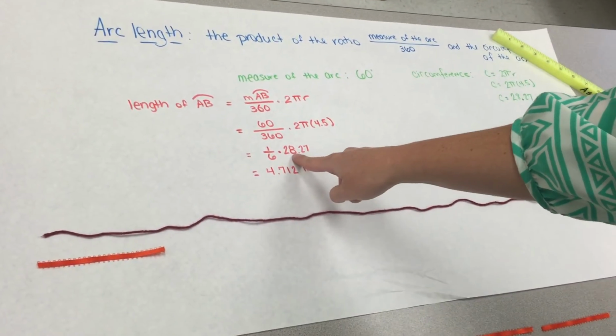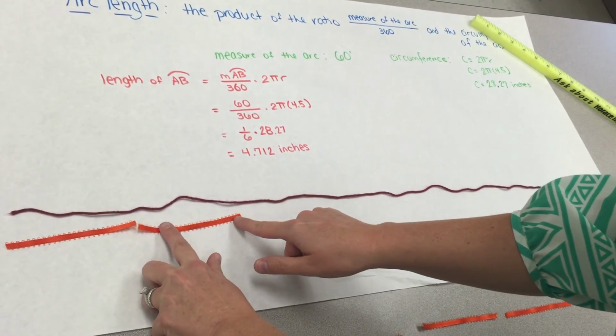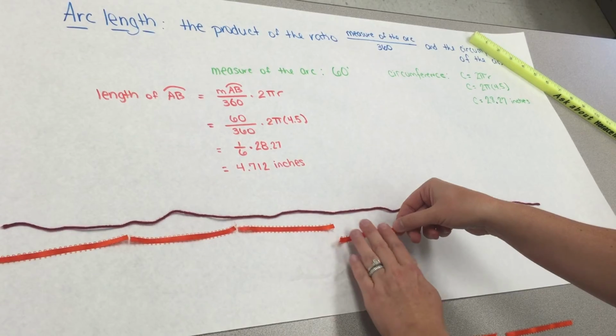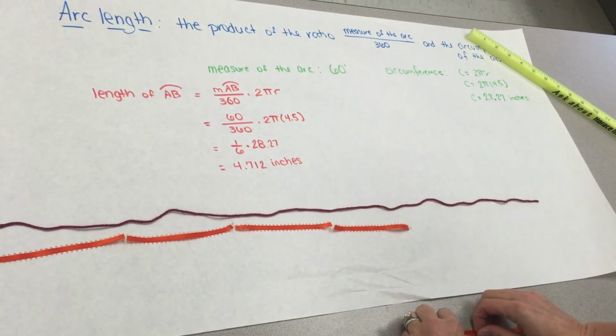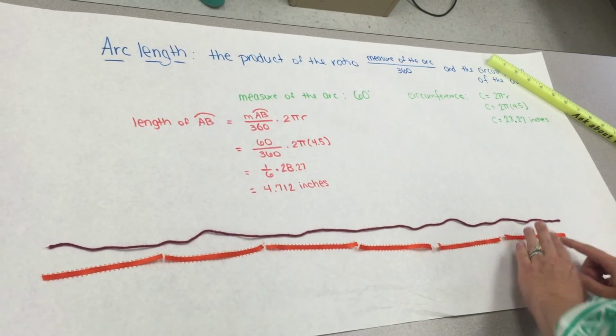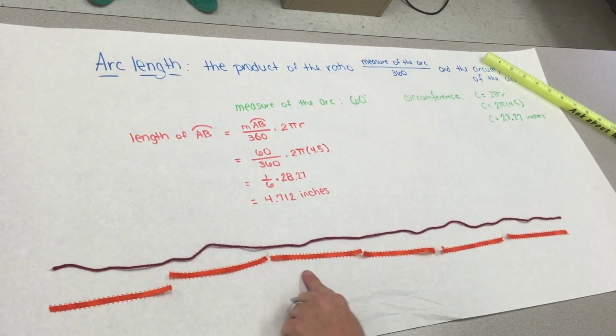Now, we notice here that this is 1/6 the size. So if we took 6 ribbons, exactly the same size, we'll notice that 6 of these ribbons will create the entire circumference, showing that our length of that arc is just 1 out of those 6 ribbons.